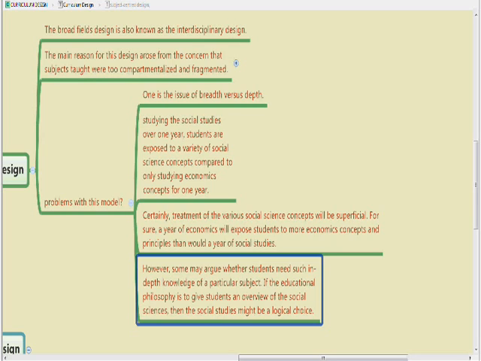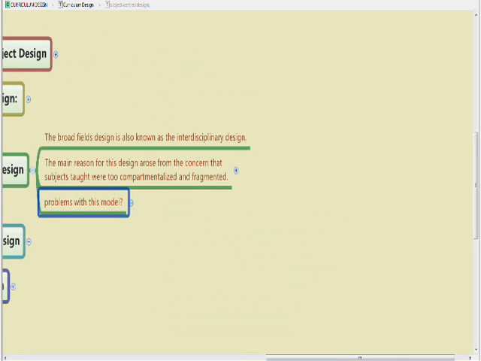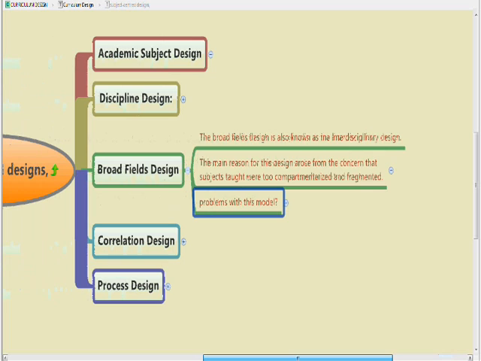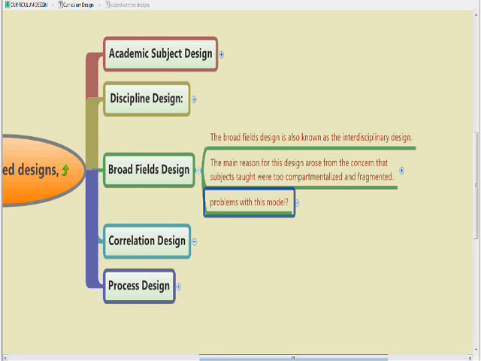See, as I told you, it's always a compromise. You want depth or you want meaningfulness, because depth and breadth are two contradicting philosophies. They don't sit together well side by side. Now what I have to say for the broad field design.